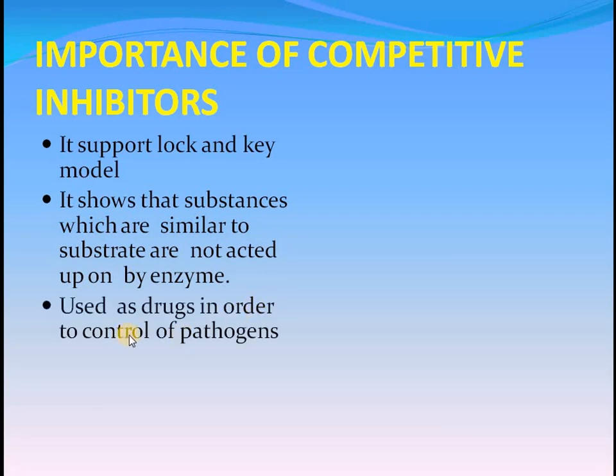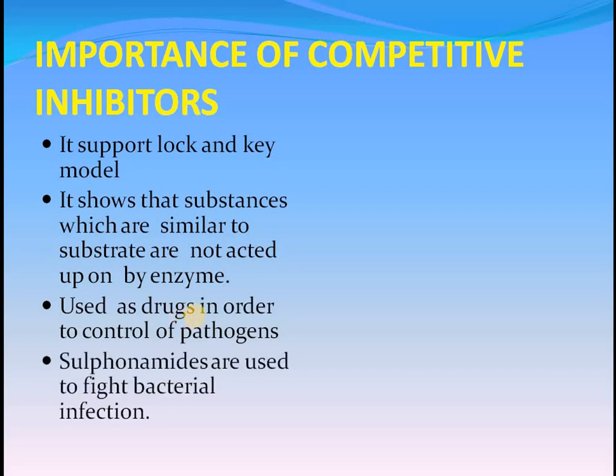They are used as drugs in order to control pathogens. Now, what are pathogens? They depend upon living things for their survival, and they cause disease. Next, sulfonamides are used to fight bacterial infection. These sulfonamides are used for treating urinary tract infection, bronchitis, or eye infection.